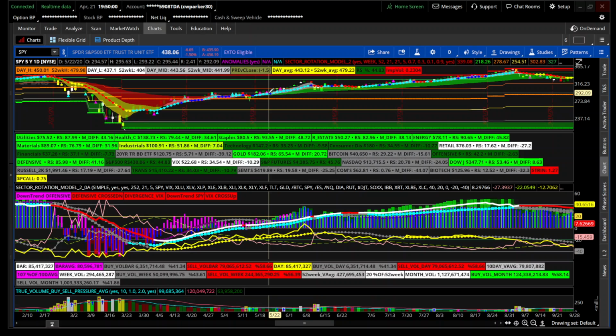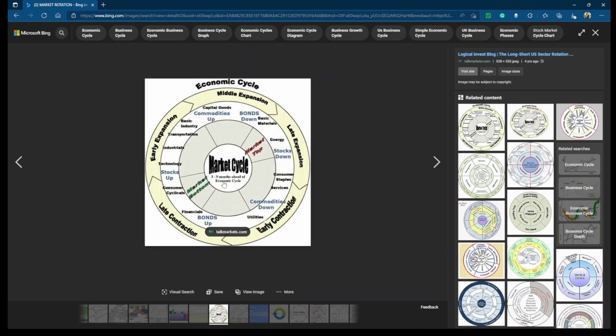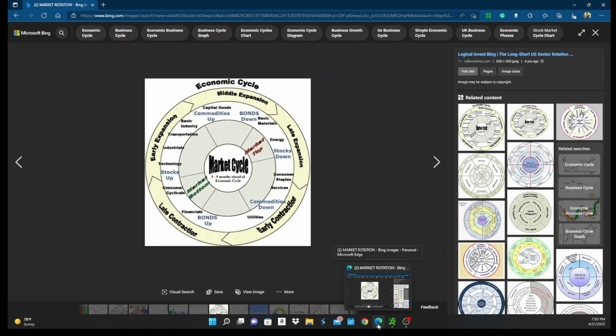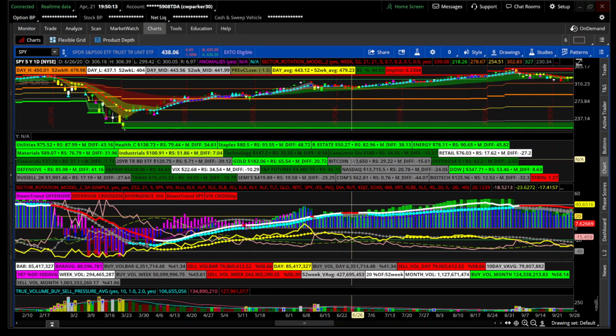And from what we saw on our diagram, it talks about 3 to 6 months ahead of the economic cycle. So I'm pushing that. That's why I use those numbers. You can use whatever numbers you want. And like I said, it's all subjective. Whatever works for you. This is what works for me.